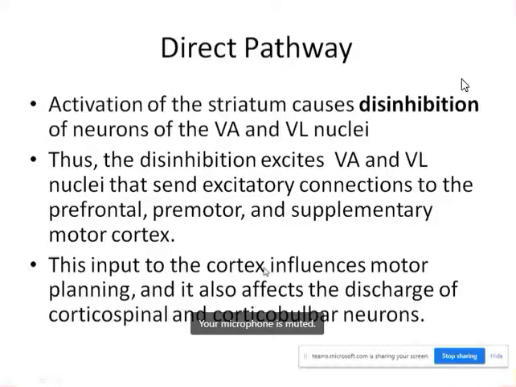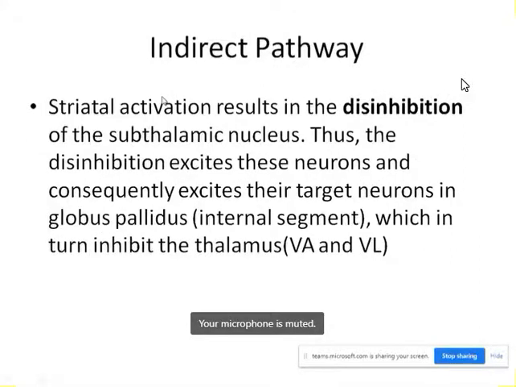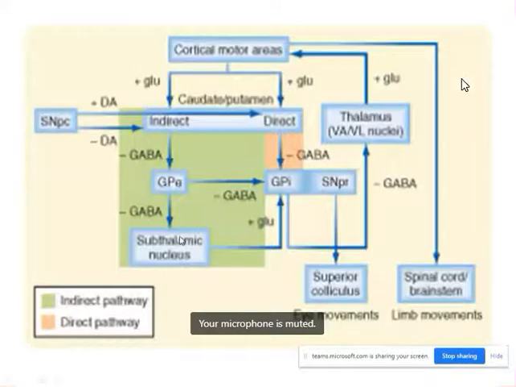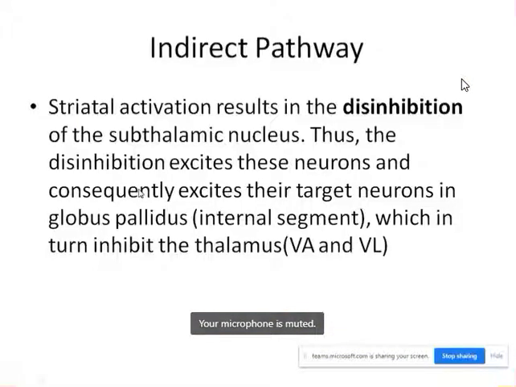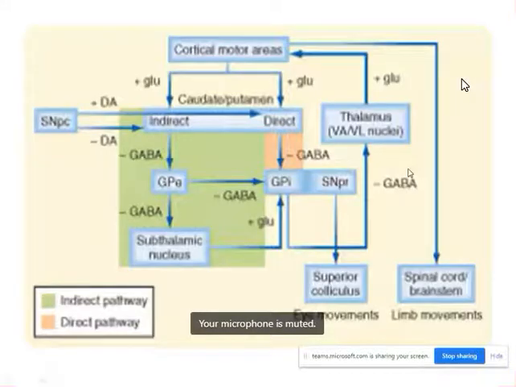Now, if you look at the indirect pathway, striatal axon activation results in disinhibition of the subthalamic nuclei, that I have showed you, isn't it? This disinhibition occurs at the level of the subthalamic nuclei, so it gets excited. Ultimately, this causes inhibition at the level of the thalamus. In the direct pathway, the thalamus gets excited, but in this indirect pathway, the thalamus gets inhibited. So this is the thing that you should be knowing.